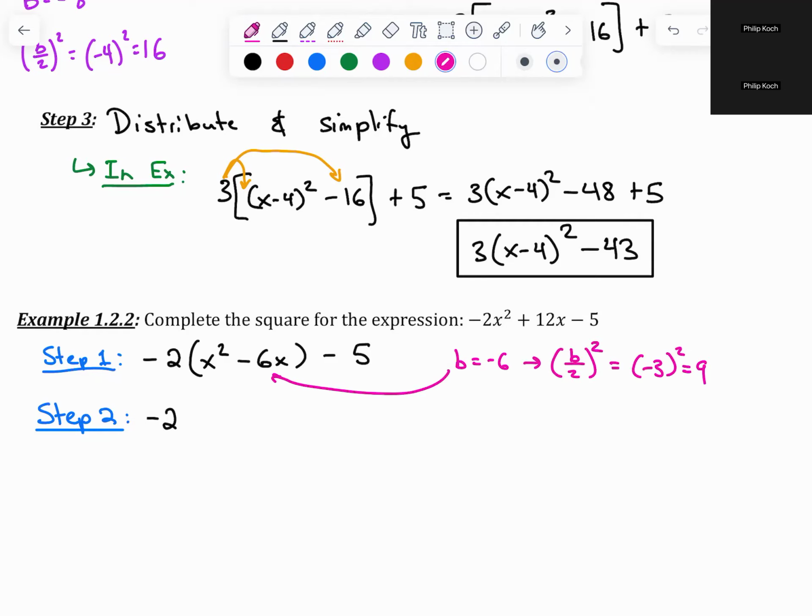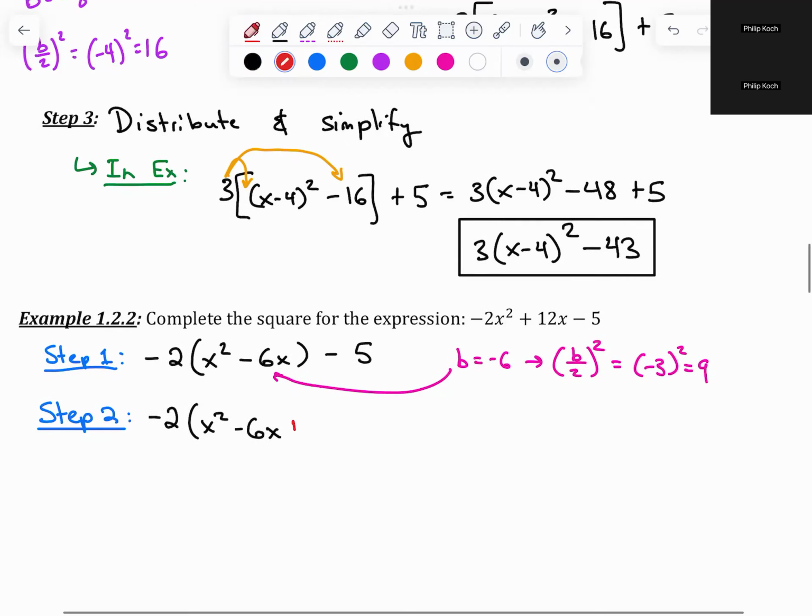We're going to complete the square on the inside, which means we need to find the b over 2. We identify the b coefficient. So that's -6 in this case. Divide by 2 squared, so -3 squared, that's 9. So we're going to complete the square on the inside of the parentheses. So it becomes x squared minus 6x plus 9 minus 9. We're going to cleverly add 0, then minus the 5.